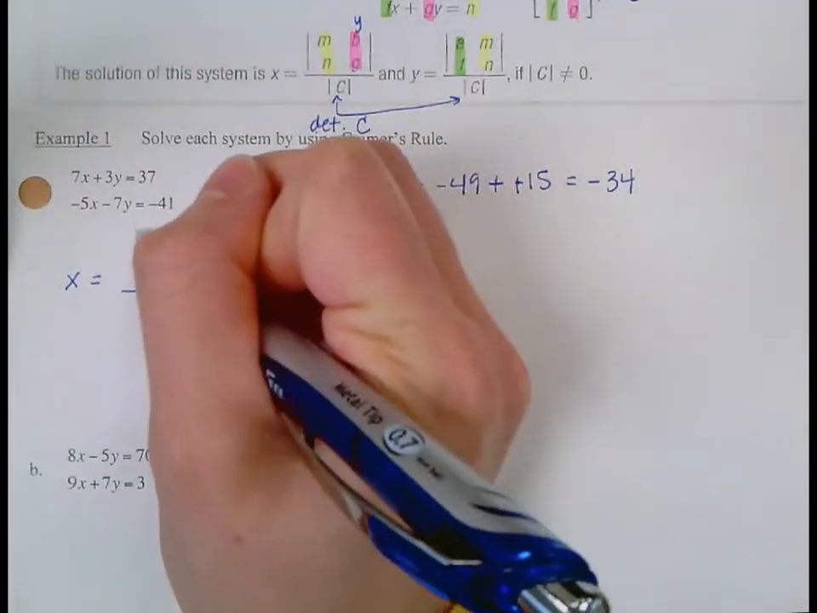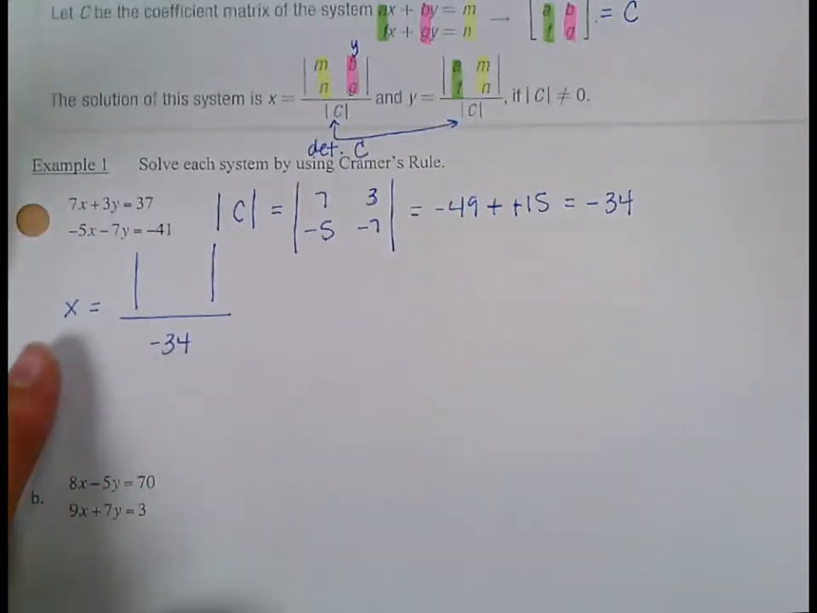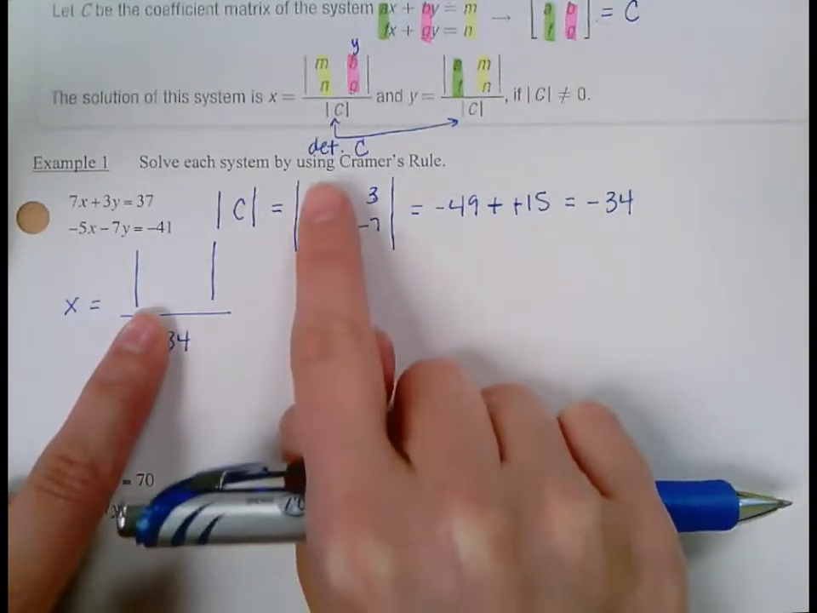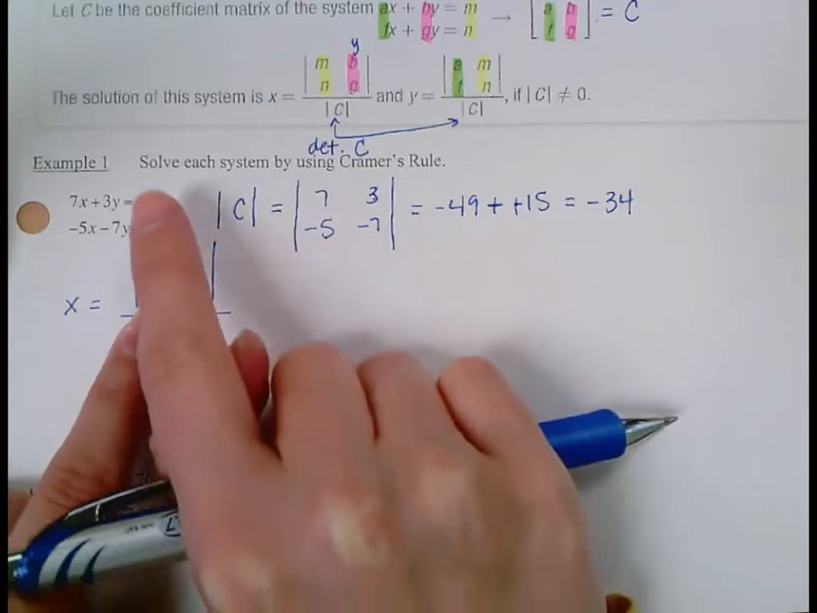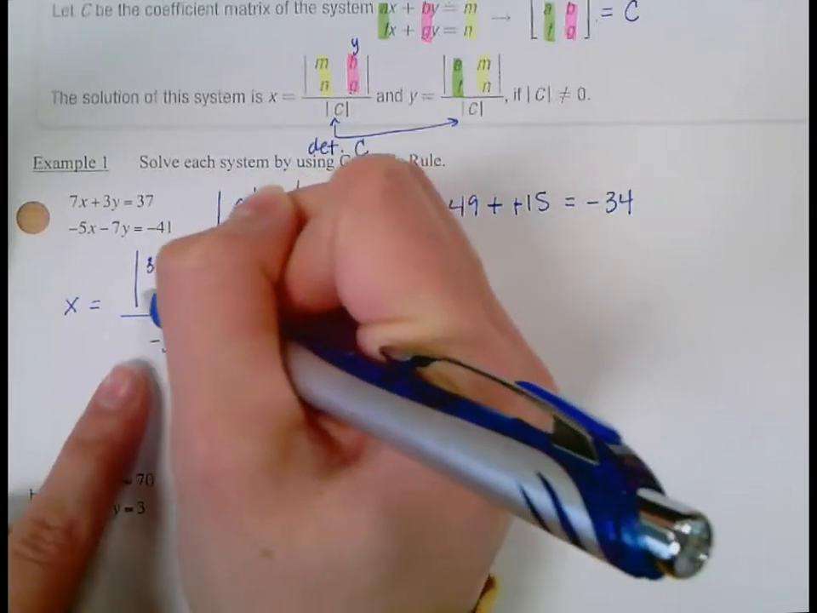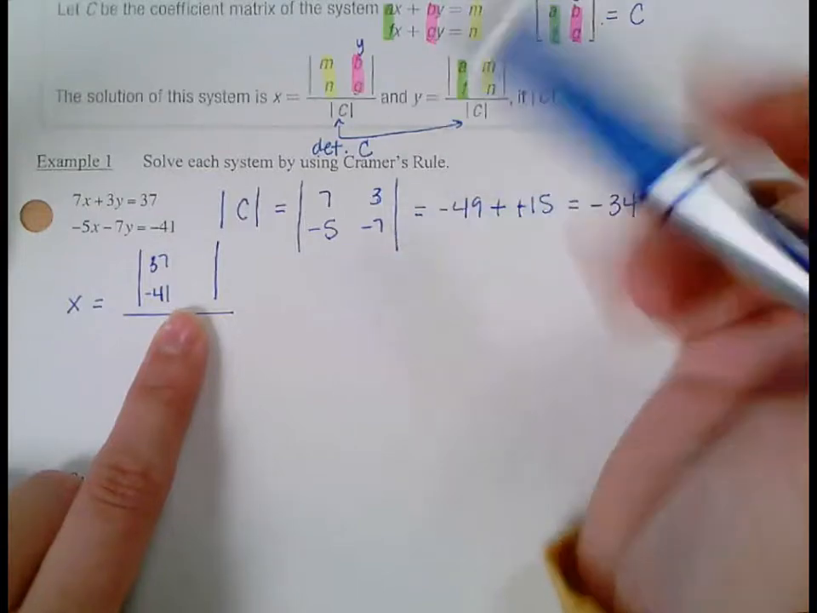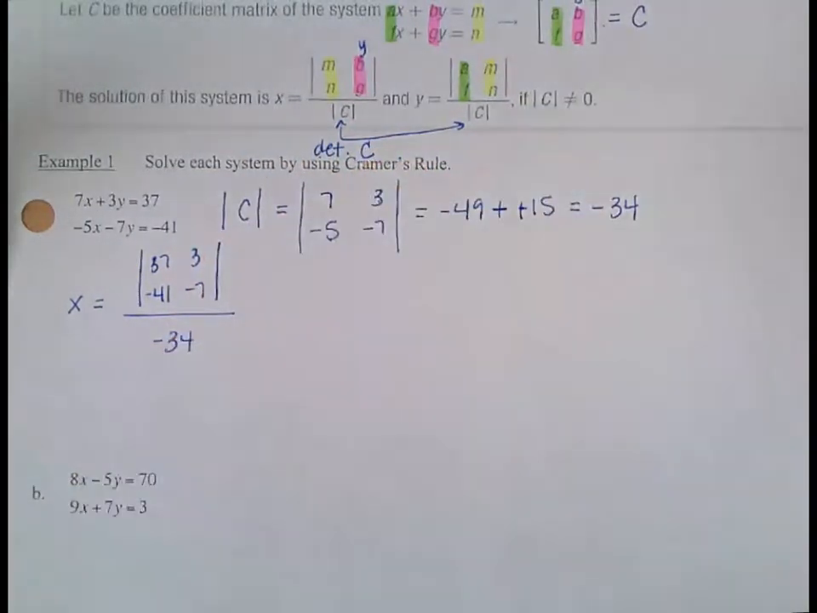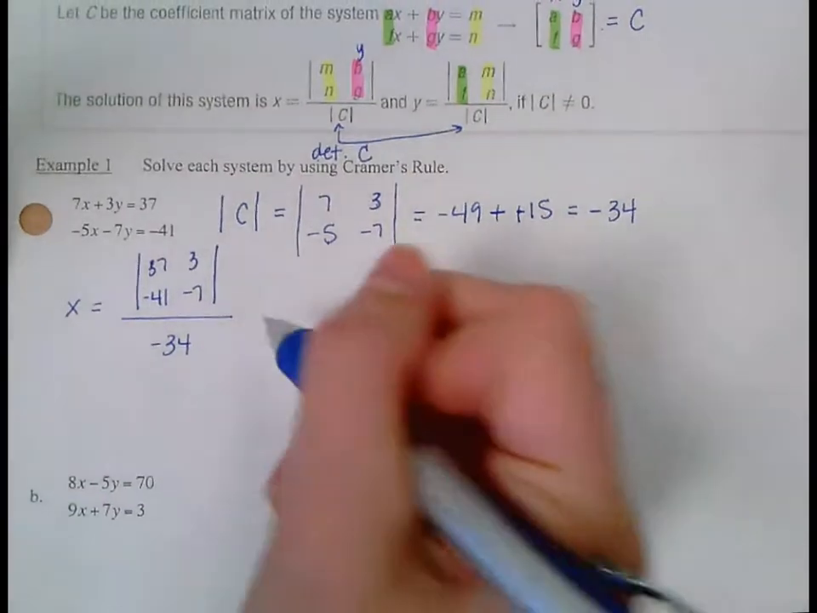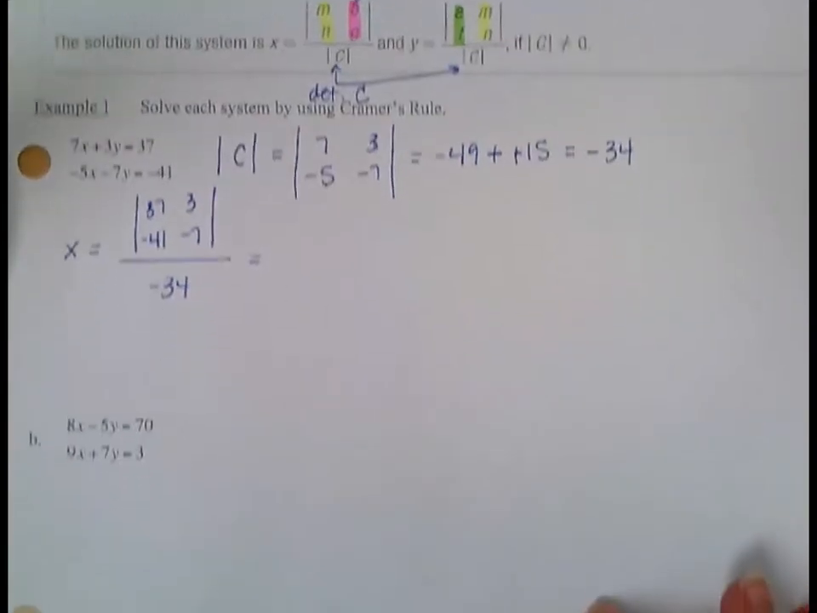And then for the numerator, I have to find the determinant of a new matrix that I have to set up. And in this new matrix, because I'm finding x, I replace the x column in that coefficient matrix with the column of constants, which is 37 and negative 41. So my first column is now 37 and negative 41. My second column, that y column, stays the same. So I keep the 3 and the negative 7. That y column will stay. So I just replaced the x column because I'm finding x. And now I have to find the determinant of this matrix that's on the top.